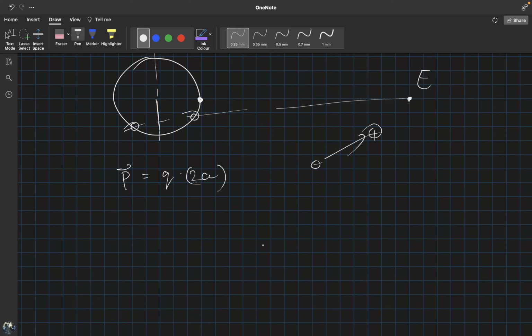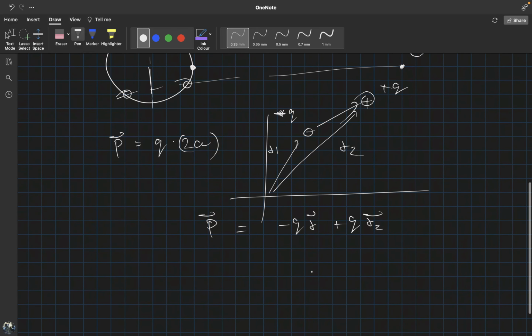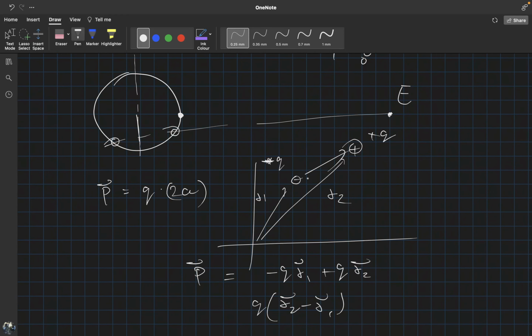Product of charge with their position vector, and we add them. Do it for the dipole, you'll get the result as Q into D. If this is minus q and this is plus q, you're doing minus q r1 plus q r2. Yes, this is the dipole moment. That is the definition of dipole moment: q times (r2 minus r1).